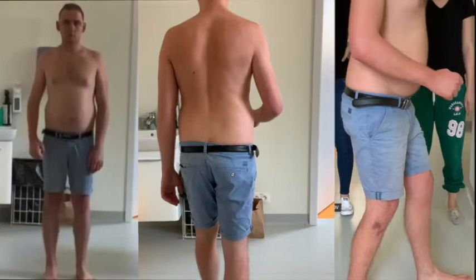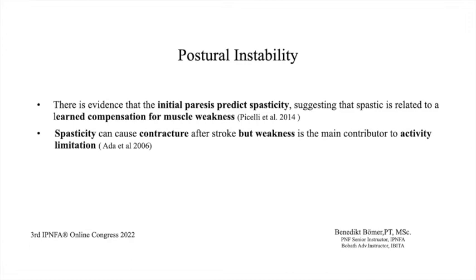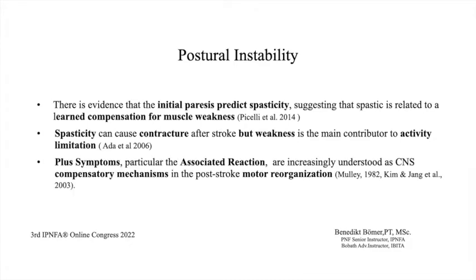postural stability. So there is evidence that the initial paresis predicts spasticity, suggesting that spasticity is related to a learned compensation for muscle weakness. So again, spasticity as a compensation strategy for our muscle weakness. Spasticity can, of course, be a cause for contractures after stroke, but weakness is a main contributor to activity limitation. So also you see in older publications already that they highlight this point of weakness.